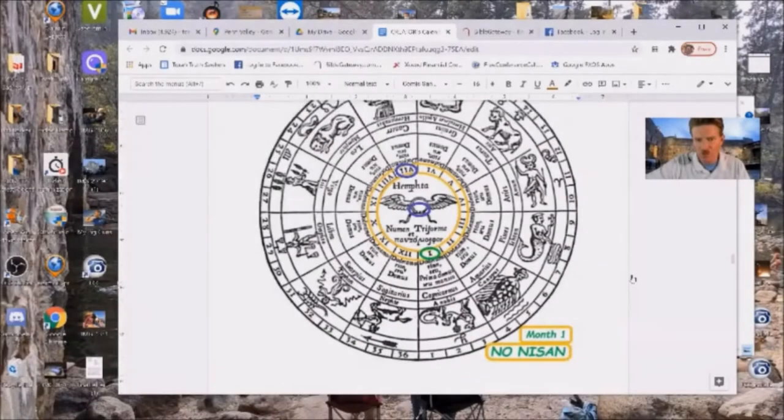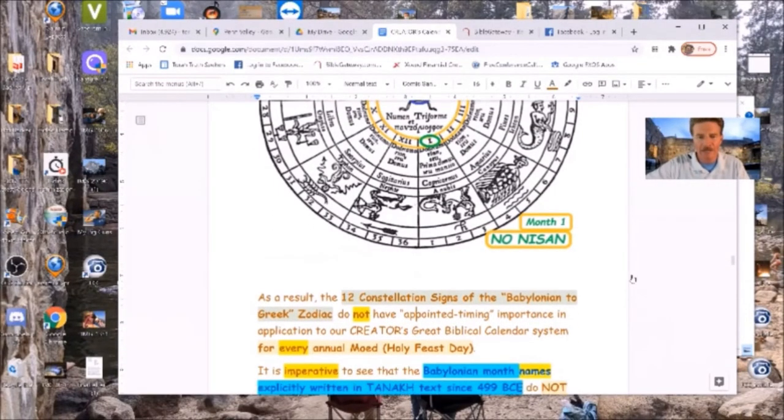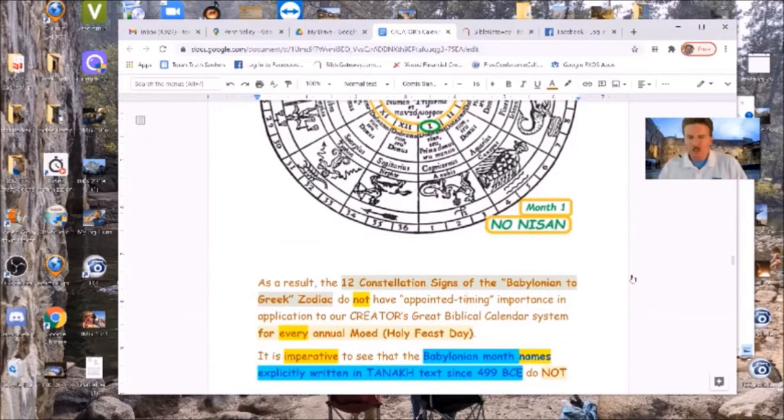What's known as the zodiac, as the Greeks named it, I mean, it's commonly known today. So as a result, the 12 constellation signs of the Babylonian to the Greek zodiac do not have appointed timing importance in application to our Creator's great biblical calendar system for every annual moed. That's a holy feast day. And maybe they'll line up sometimes.